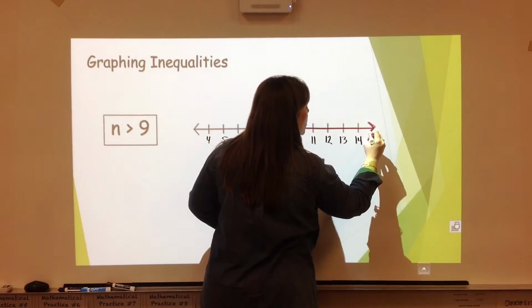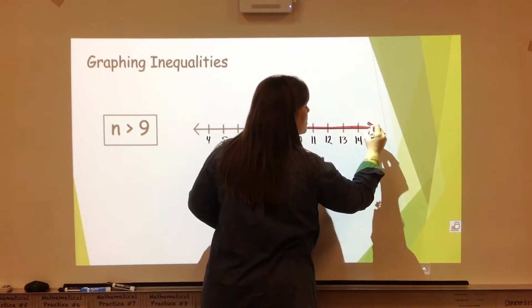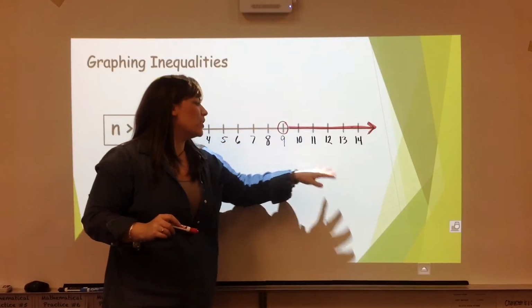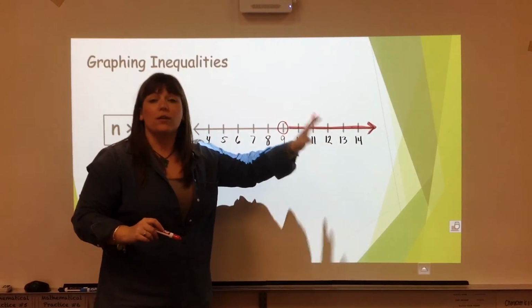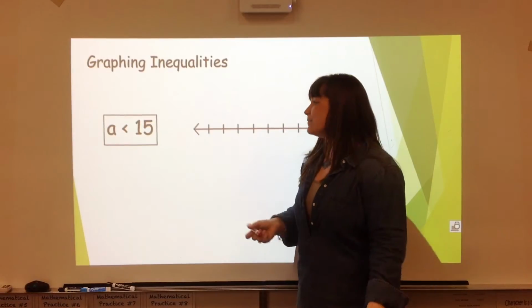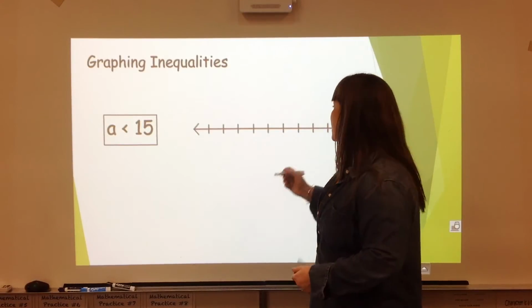So you should make a dark, heavy mark all the way along so I can easily see that any answer greater than 9 could be a solution to this inequality. Now we're going to do a less than. A is less than 15.